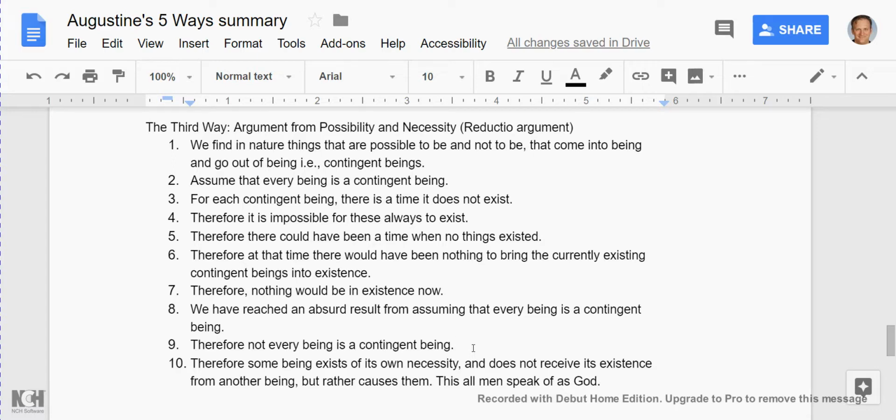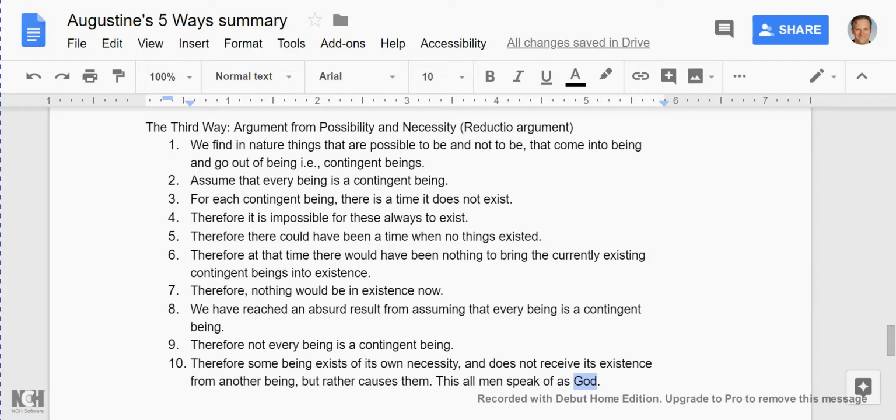what's the word I'm looking for? There had to be something that didn't rely on circumstances in order to come into being. All right. Therefore, some being exists of its own necessity. It just exists logically, like a round circle. It's logically necessary that it's round, and maybe God is the same kind of being, right?